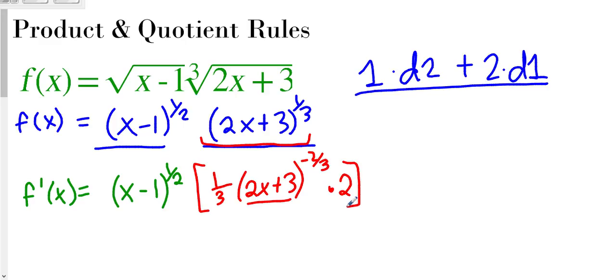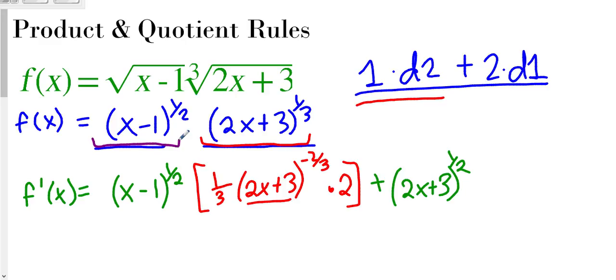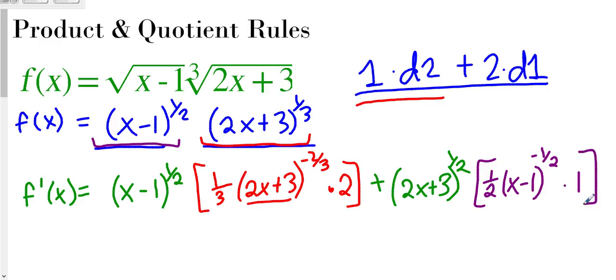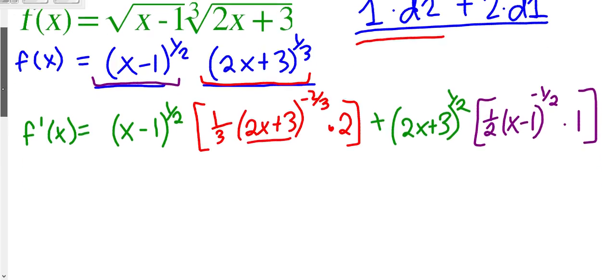That is only the first half of our product rule. So we need to go back and say plus the second, which we leave alone, 2x plus 3 to the 1/3. Then we use the chain rule again on the first function. So we have 1/2 times x minus 1 to the 1/2 minus 1, which is negative 1/2. And we have to multiply by the derivative of the inside, which in this case is just 1. That's nice for us. Now we need to simplify.